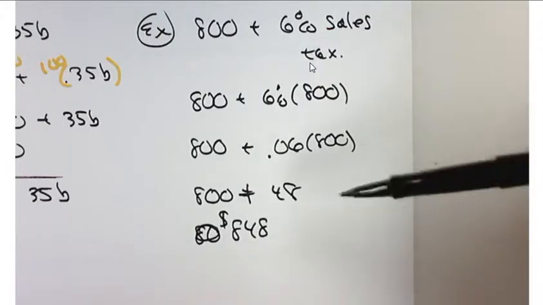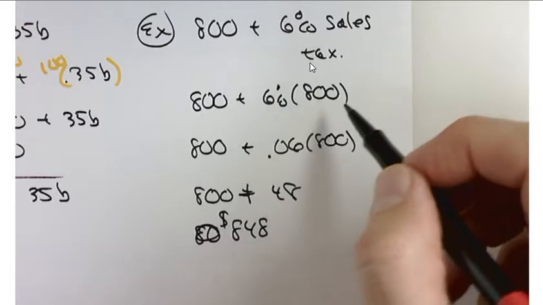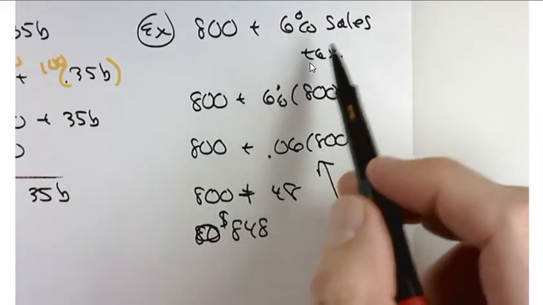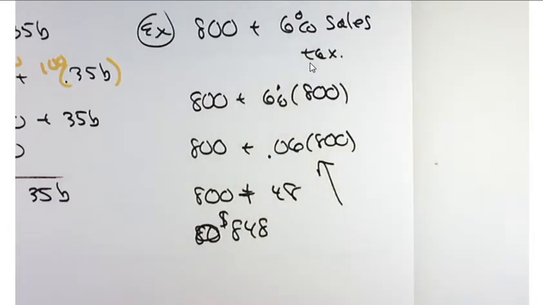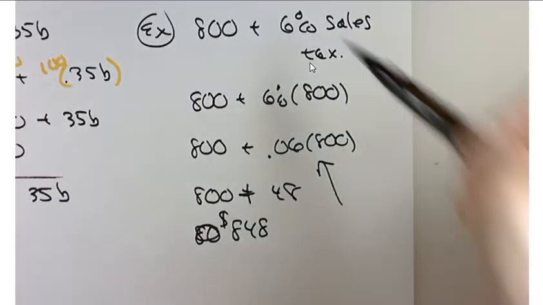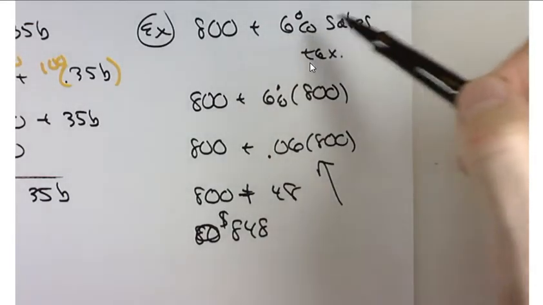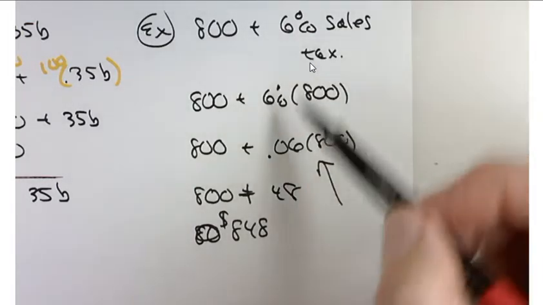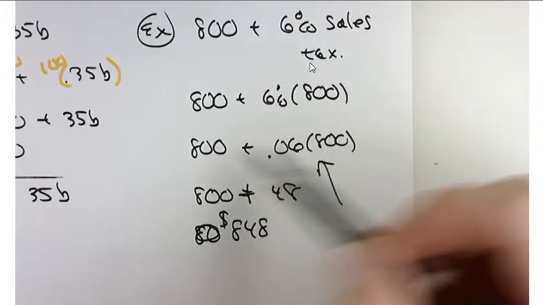All right. The thing that I want to get across here, though, is this part right here. When you have to calculate things like sales tax or commissions, you're going to go back and do 6% of this amount, whatever this is. So that decimal has to multiply this.